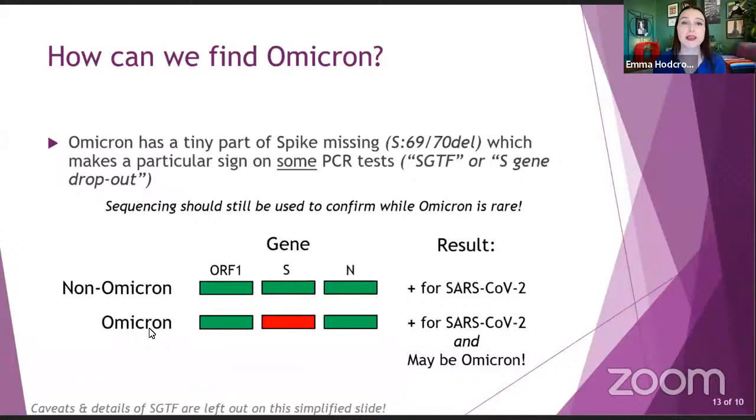With Omicron, because of this small deletion, one of these signals doesn't show up. Because the other 2 are still there, we still can diagnose you with SARS-CoV-2. But we also have a bit of a shortcut that you may have Omicron. And this we can use to then sequence those samples and find out for sure whether they are Omicron.